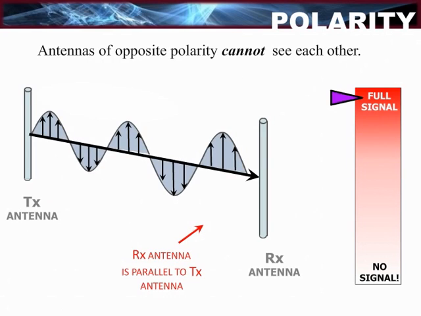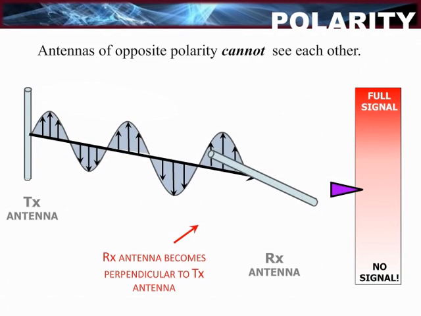We will now discuss how changing polarities can affect the received signal strength. In this situation, both the transmitting and receiving antenna are vertical. This results in receiving a full signal strength. As the receiving antenna is tilted sideways, the vertical electric field wave cannot influence the electrons inside the receiving antenna as much as when it was vertical. This results in a decrease of received signal.